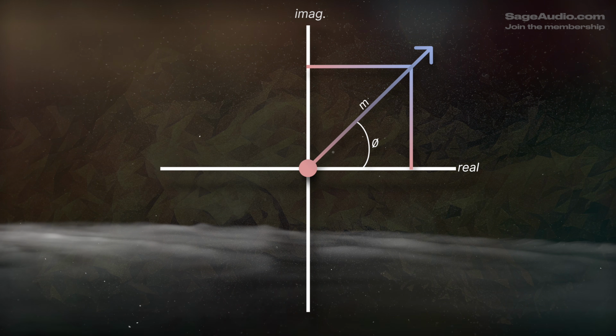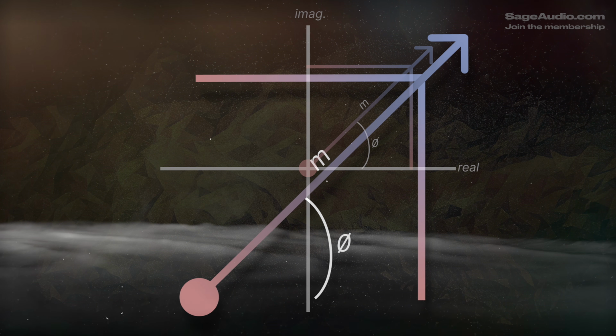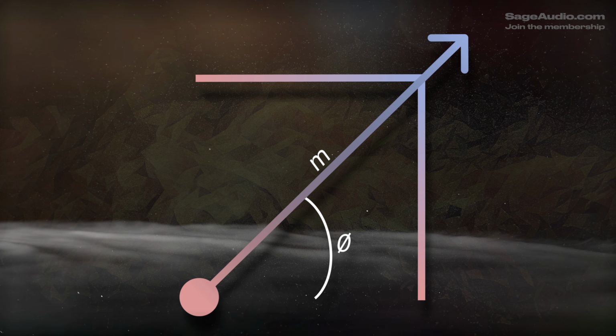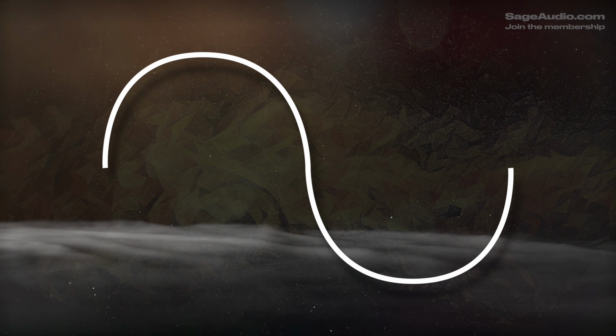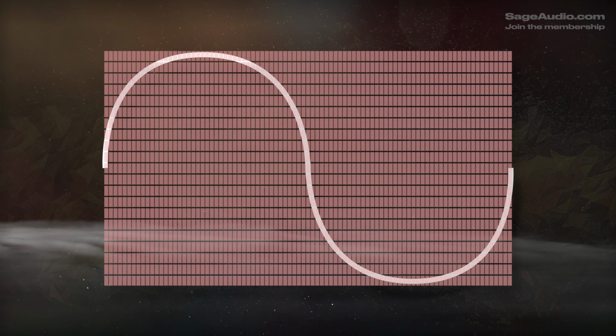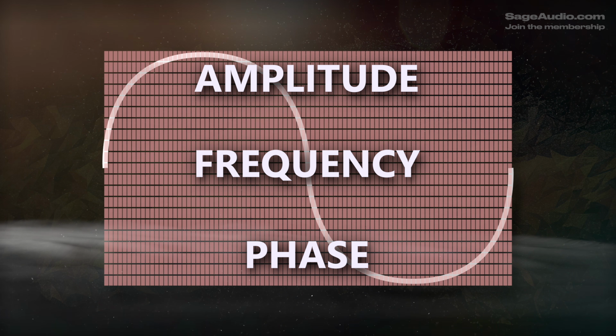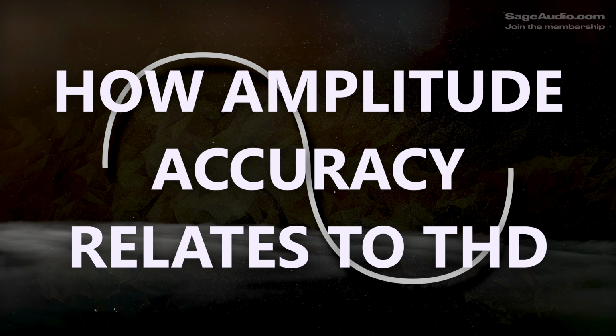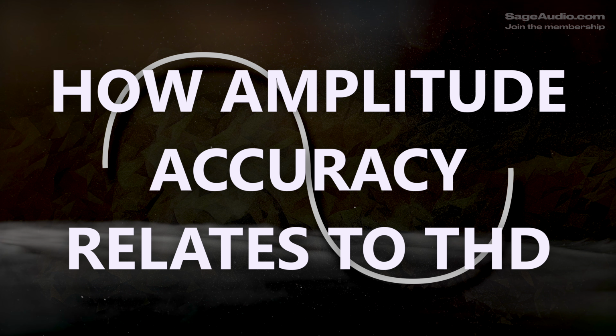Now that's a simplification of how it works for sure, but the key takeaway here is that it allows for very accurate measurements of everything that's needed to reproduce an audio waveform. Like FFT processing, the Hilbert transform can recreate more accurate divisions of a signal's amplitude, frequency, and phase. So next up, we need to understand how amplitude accuracy relates to total harmonic distortion.